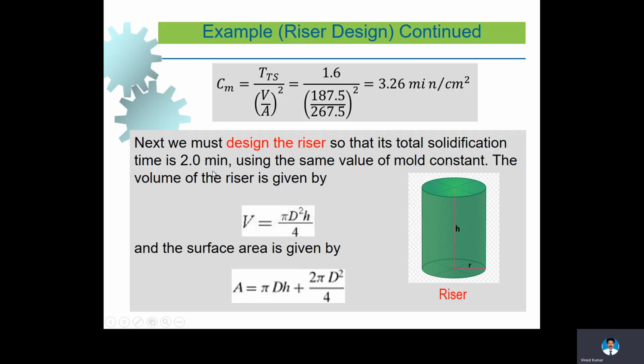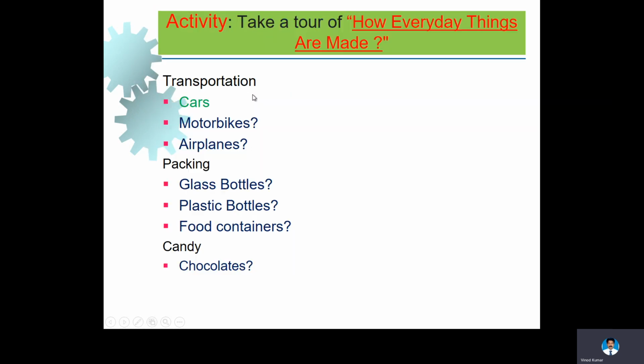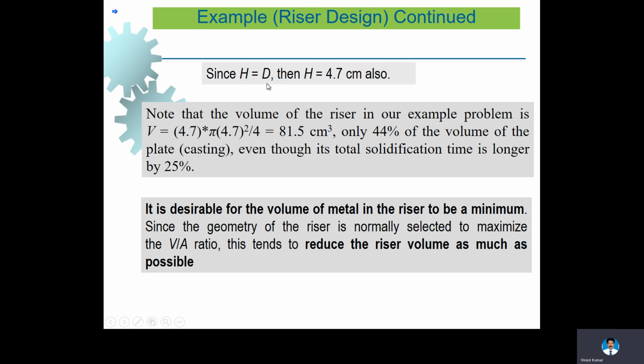Now we already calculated Cm from here, the mold constant from the casting, which is 3.26, which will be the same mold constant to be used for the riser as well. So the equation is: the total solidification time given for the riser, which is 2 minutes, is equal to Cm, the mold constant, which is constant for the casting as well, 3.26, times V over A, which is d over 6, raised to 2. From this, we get the diameter is equal to 4.7 centimeter, and height is also the same because in the question it is given that height and diameter are the same.